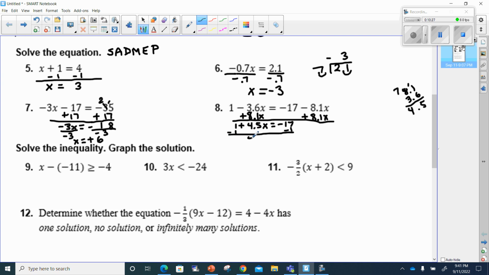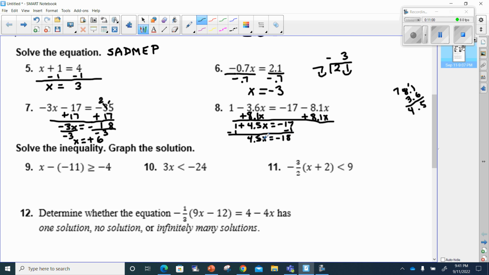That leaves me 4.5x is going to be equal to, well, two negatives means that when my signs are the same, I find the sum. So it's going to be negative 18. I add those together. Now I have to see how many times 4.5 goes into 18. And I'm thinking probably 4 times.